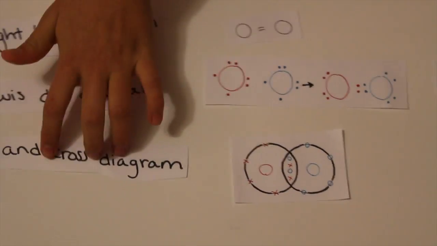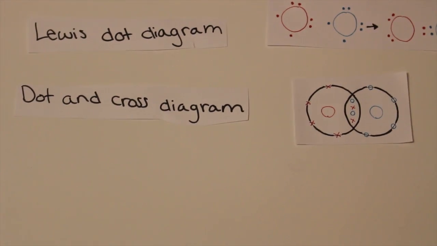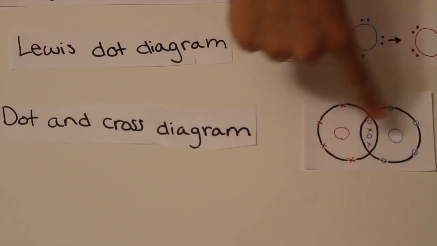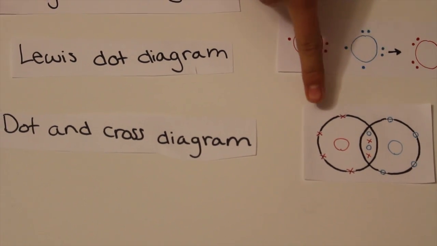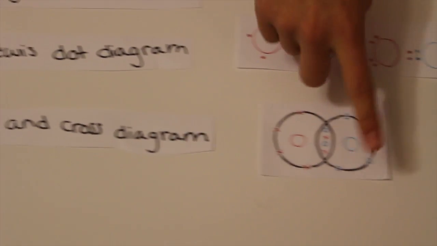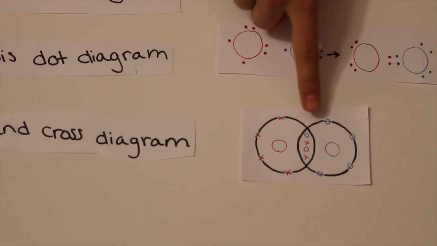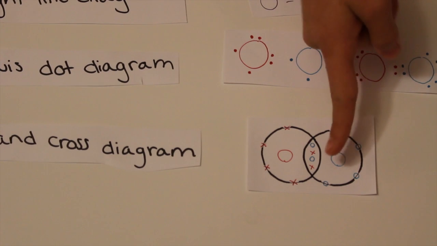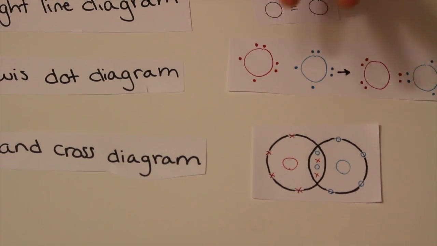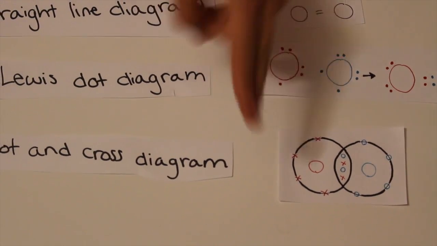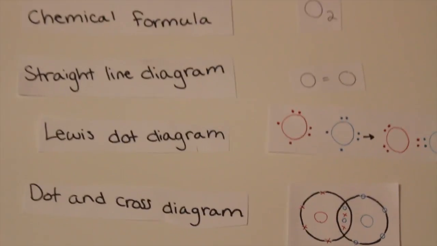This is the dot and cross diagram. You can see that there's 6 electrons for the first oxygen and 6 electrons for the second oxygen. When they come together, when they bond, you can see that they share 4 electrons. 2 from this oxygen and 2 from this oxygen.